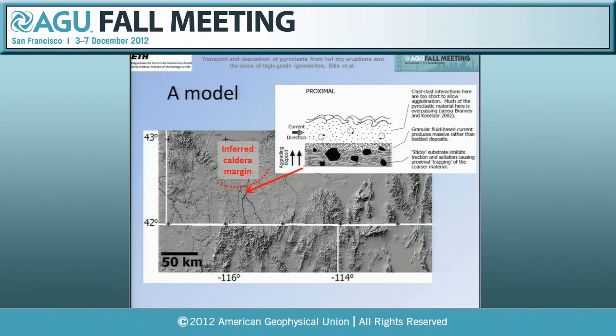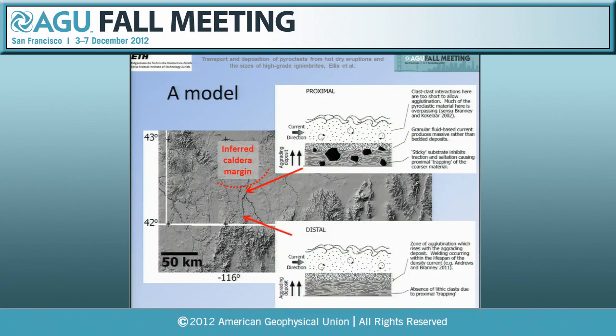And this then has implications for when you get more distal. You've already caught all your lithic material close to source, and therefore in the distal regions, which are the only ones that we have any access to, you don't find any lithics. I don't have much evidence of proximal regions, of course, but this seems to make a lot of sense with what we see in the field.